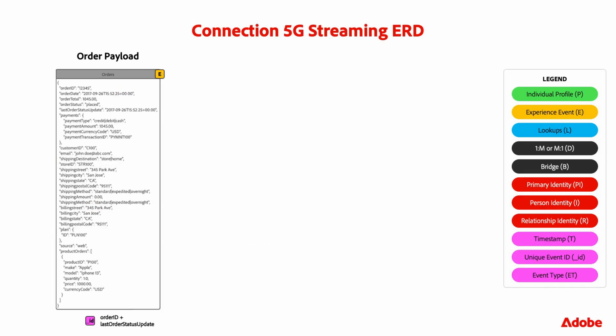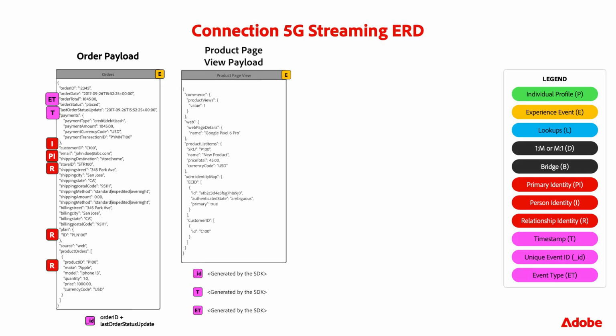Next, let's look at the streaming ERD. If you look at the order payload, it's going to follow the exact same example that you saw off of the order schema. My PI will be my email, as it always exists. My I will be customer. I will have 3 relationships for product, plan, and store. My T is written off of the last order status update, and my event type is written off of order status.